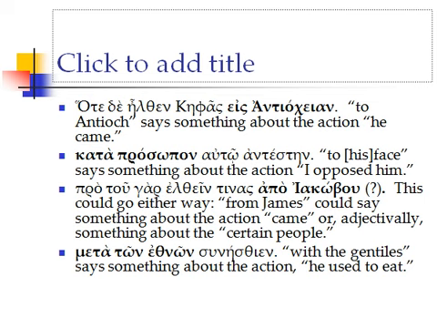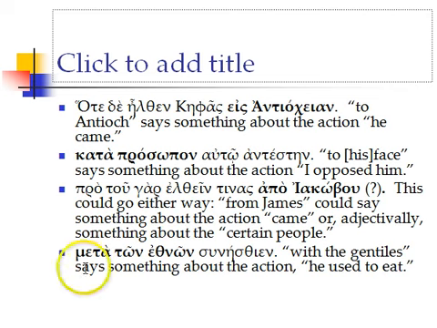It's functioning adverbially. And there's really no other way to take that. There's no way to understand it adjectivally as describing Cephas, giving more information about this Cephas, Peter, of whom we're speaking. Kata prosopon also gives more information about the action, antestein. I opposed him. How did I oppose him? In what way did I oppose him? Kata prosopon, to his face.